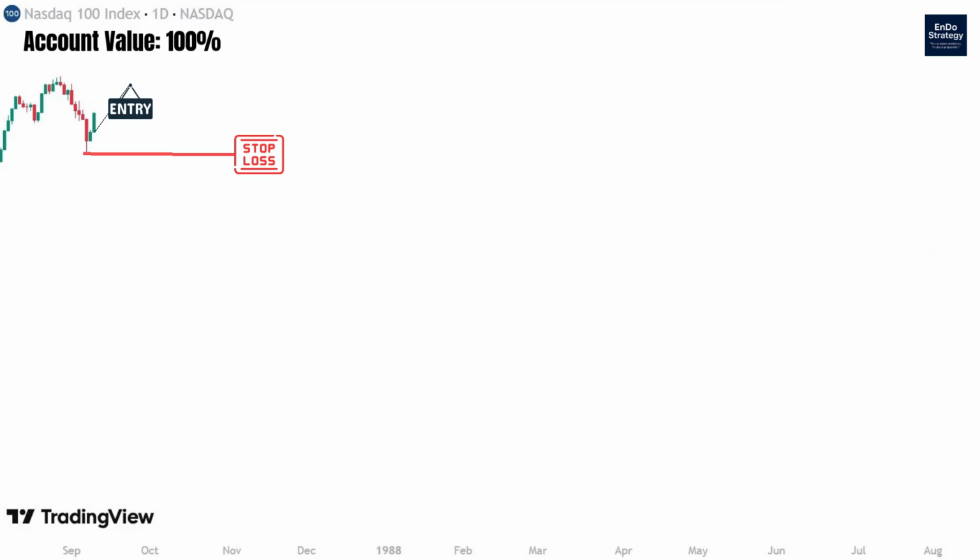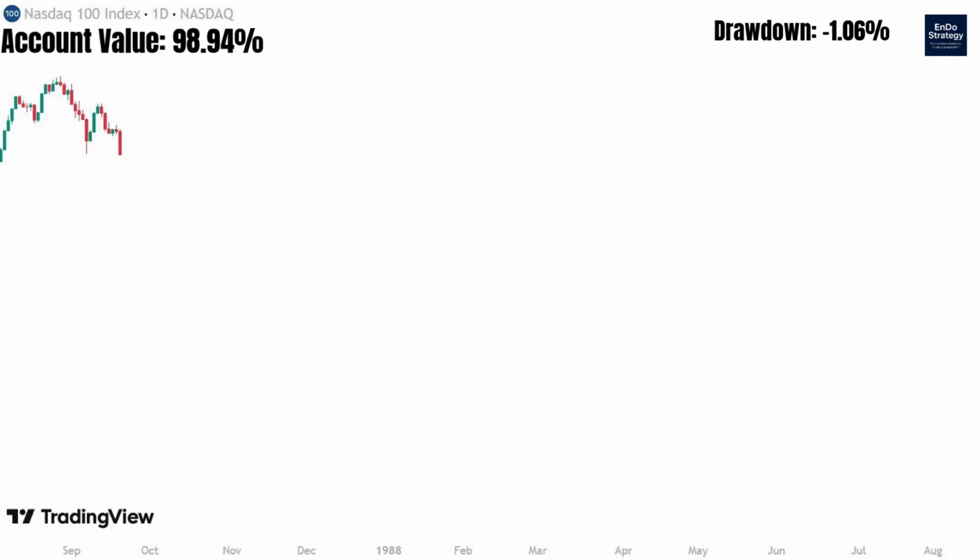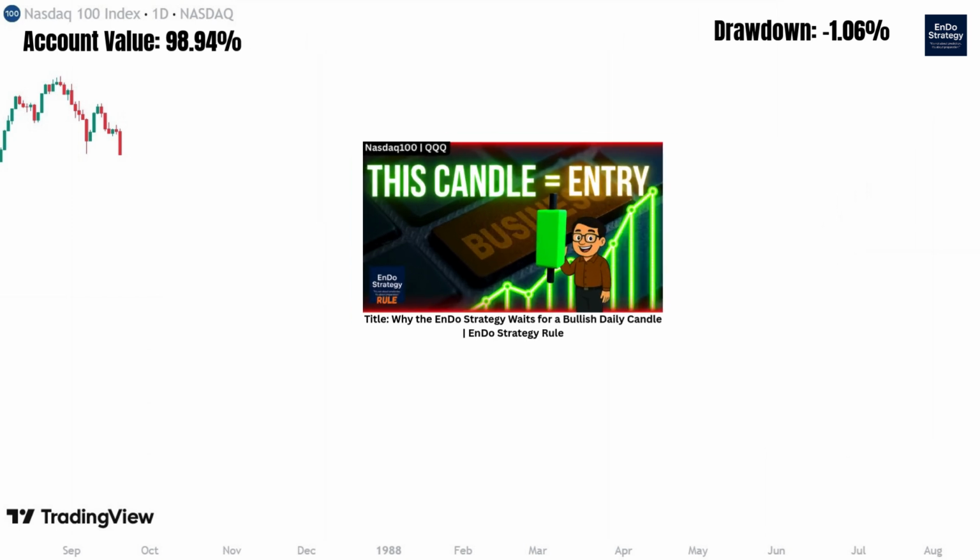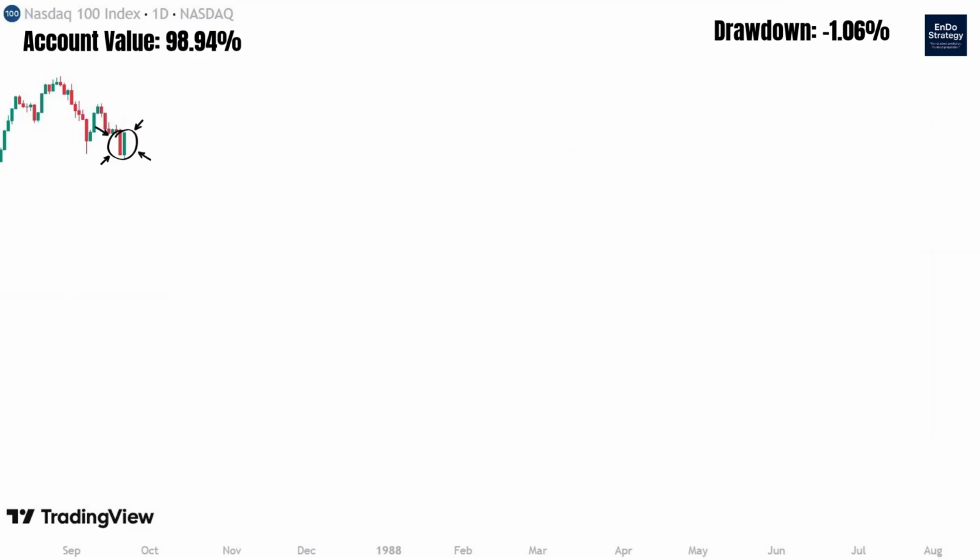However, no upward movement occurs. Instead, the price falls, the stop loss is hit, and the position is closed, resulting in our first loss. According to the rules, we wait again for another bullish daily candle. When another bullish daily candle appears, we follow rule number 1 and rule number 2 and reopen the initial position.